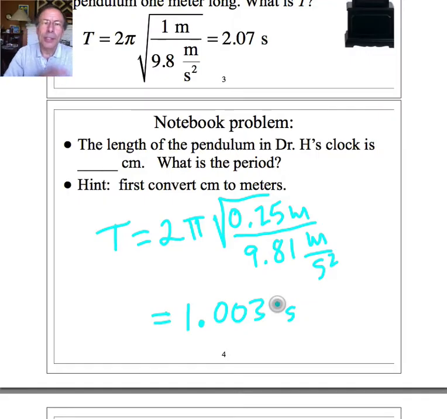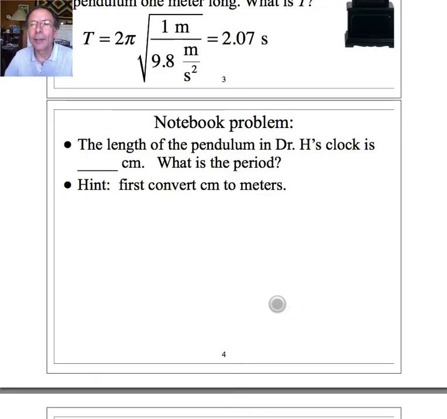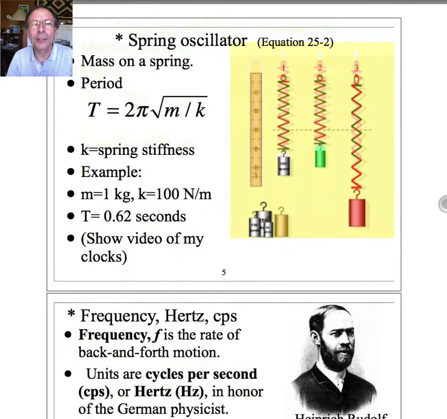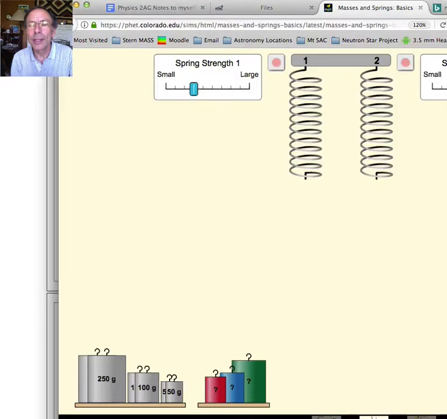So that was an example of a pendulum oscillator. Now let's take a look at the next kind we're going to be studying, and that is spring oscillators. So a spring oscillator is a mass on a spring. And I'm going to show you an example here.